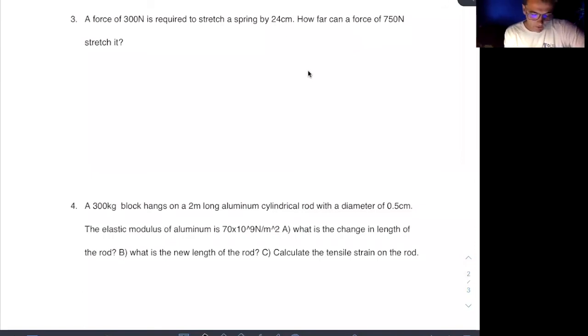So number 3, a force of 300 newtons is required to stretch a spring by 24 centimeters. How far can a force of 750 newtons stretch it?